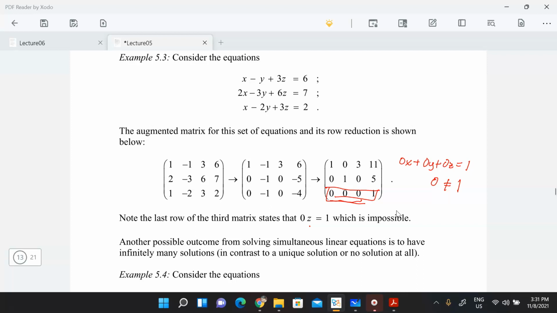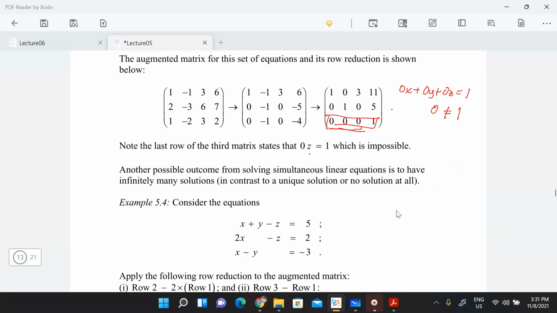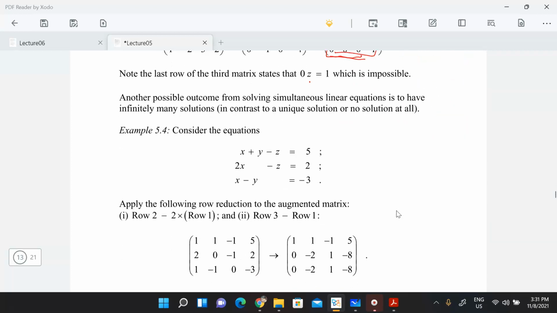Okay, so no solutions to this because of this problem. Okay, another possibility is to have infinitely many solutions. So here is another place where it also can fail, not having a particular solution, but instead you have many different solutions.